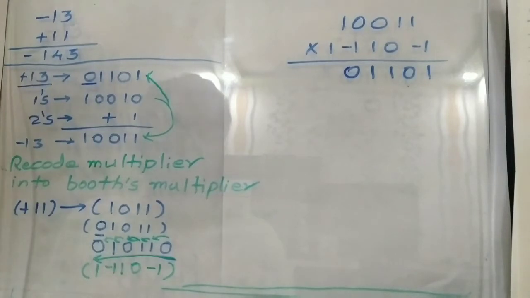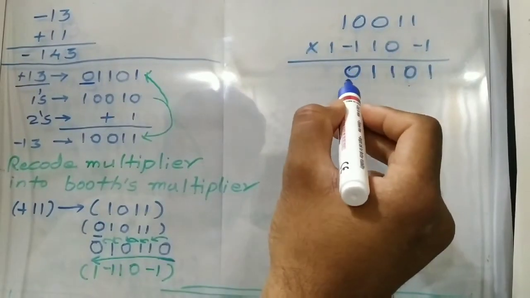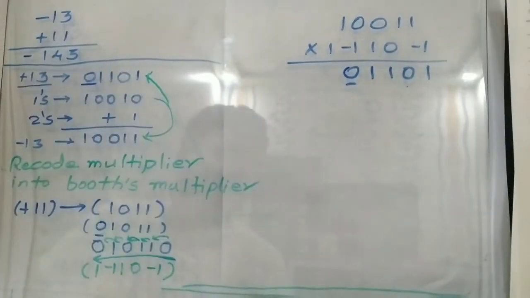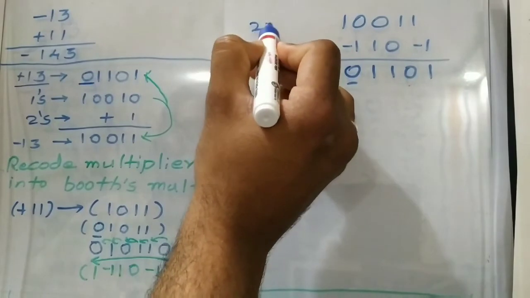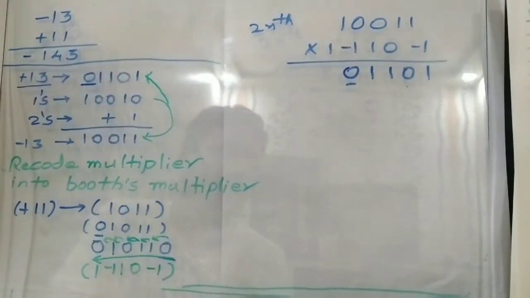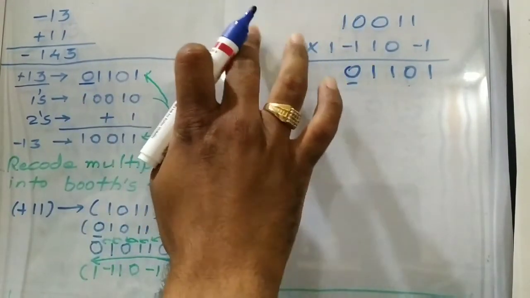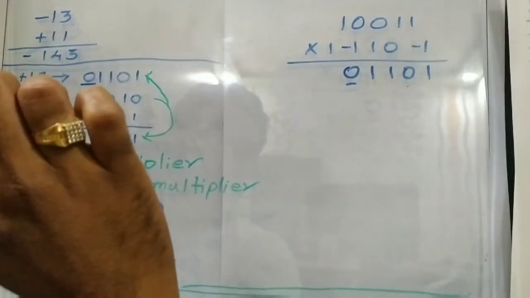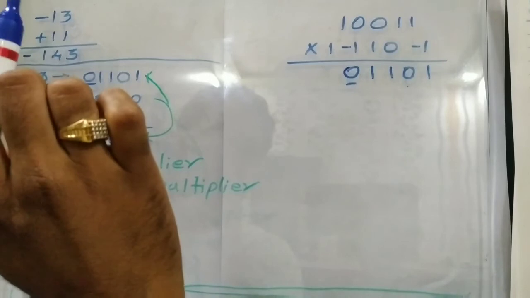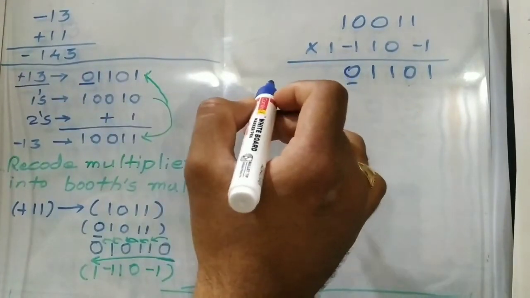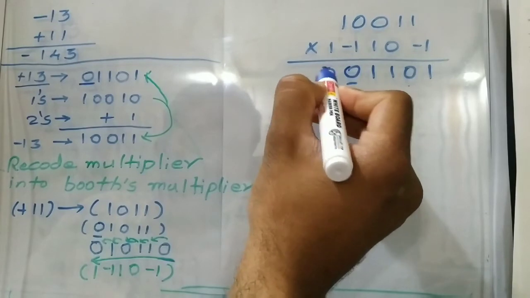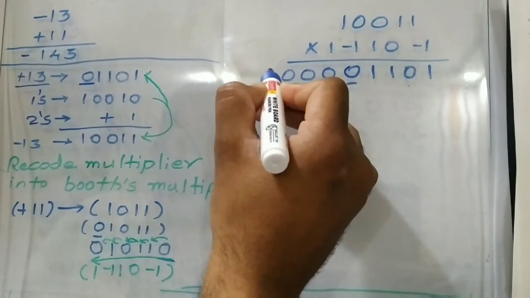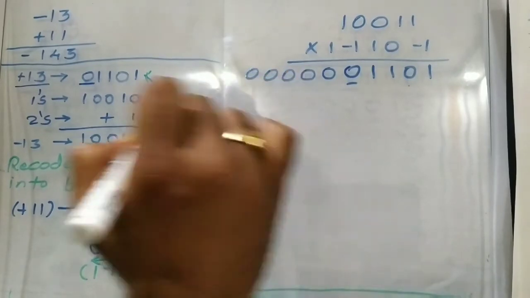Okay. Now if you remember, we have to extend our sign bit. Our sign bit is 0 and we have to extend till the 2nth bit. We have 5 bits in multiplier and multiplicand, so we have to extend this up to the 10th bit. So you can write more zeros here at the MSB.